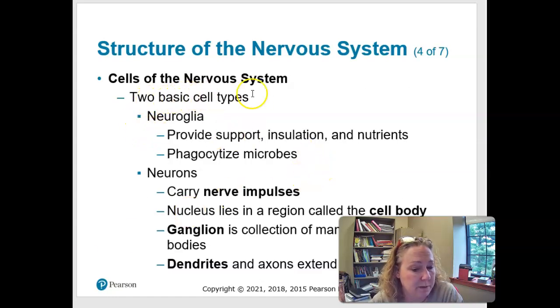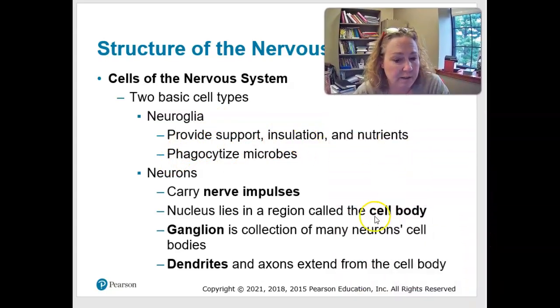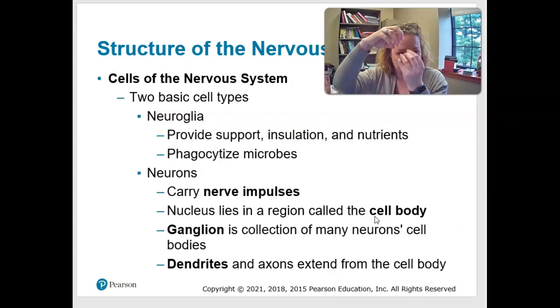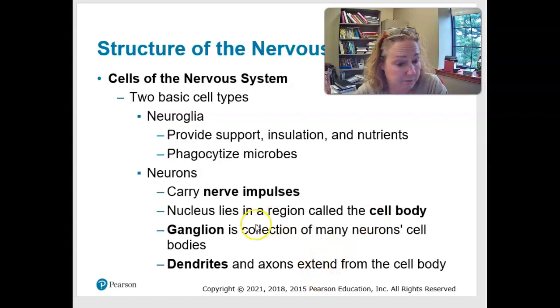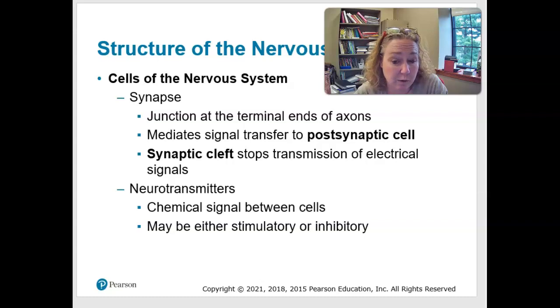Again, you have two basic types of cells. You have neuroglia, that provides support, insulation, nutrients. Then you have neurons. These carry nerve impulses. As you know, there's ganglions, there's a cell body, there's dendrites that come. You have all kinds of fun neurotransmitters. This is just kind of a basic overview.